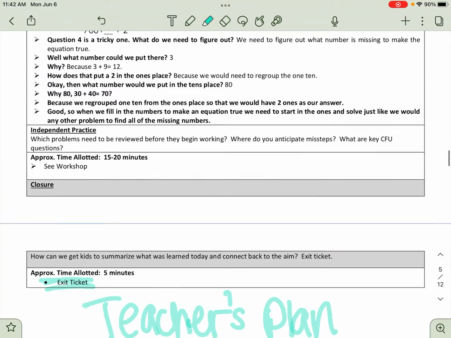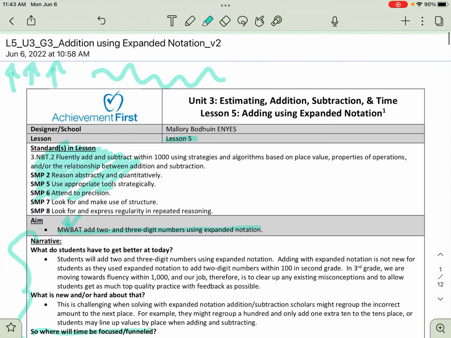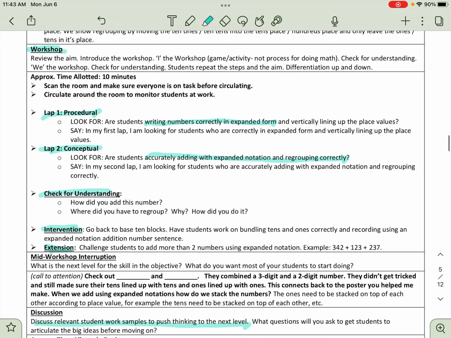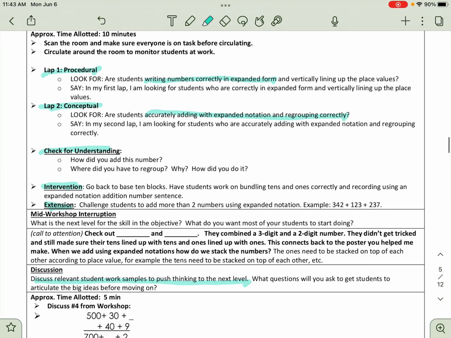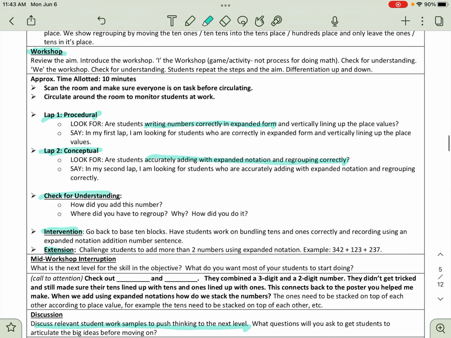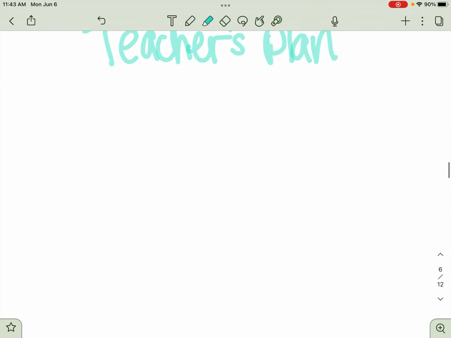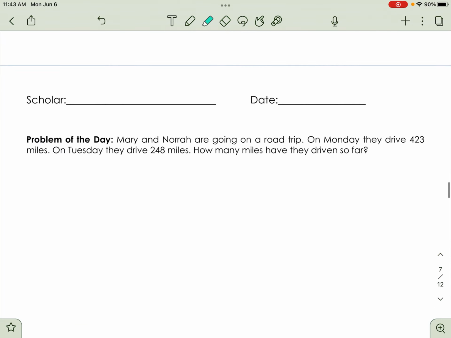So all of this portion here is just for the teachers. Now let's say your child is absent and they really didn't understand this lesson. You as a parent could use this information to go through and work with the student on the student packet. Here's what the students see. Here's my name. And up here, I'm going to write my aim. And here's my problem of the day.